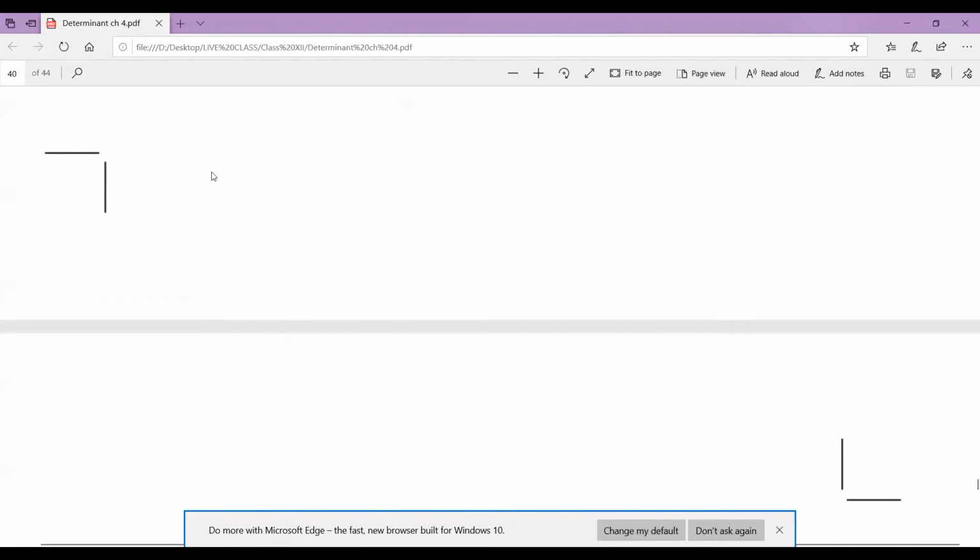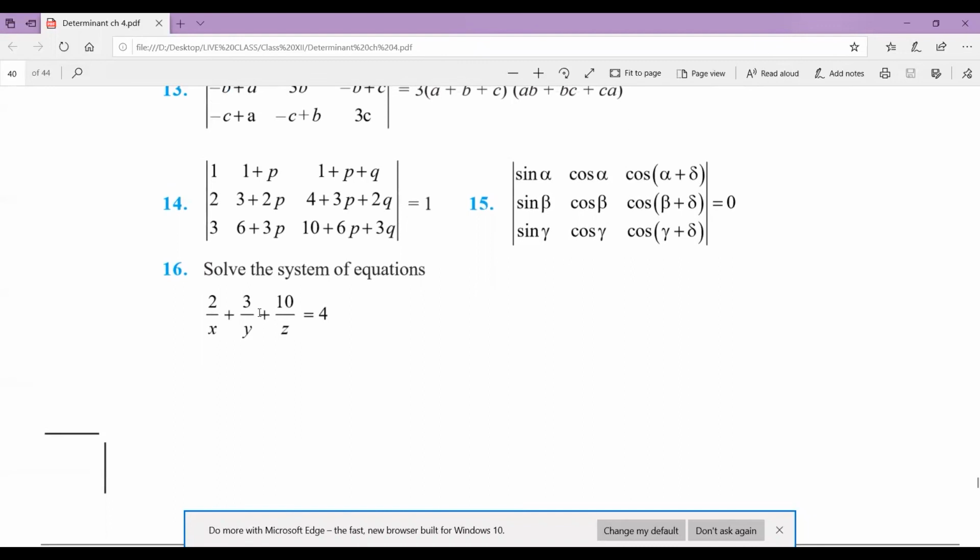You can consider 1 by X is equal to T, 1 by Y is equal to U, and 1 by Z is equal to V. So the equations will become 2T, 3U, and 10V. Now T, U, V are your variables. Just find the values of those variables and take their reciprocals, and that will give you the values of X, Y, and Z.